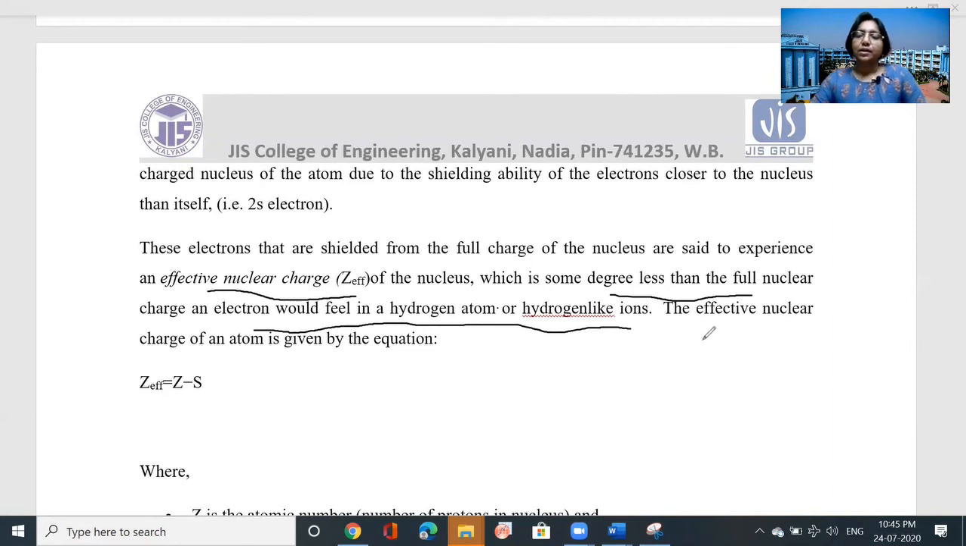The effective nuclear charge of an atom can be written as Z effective equals Z minus S. For hydrogen, as I told earlier, it has only one electron, so there is no shielding effect and there is no interaction with another electron.